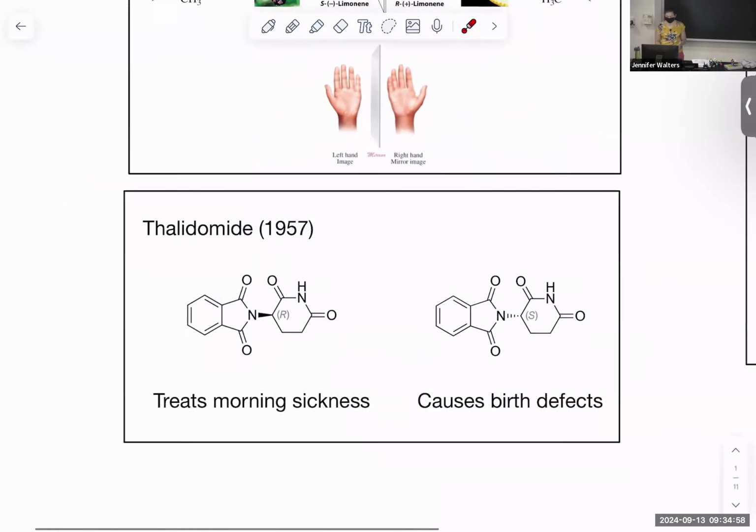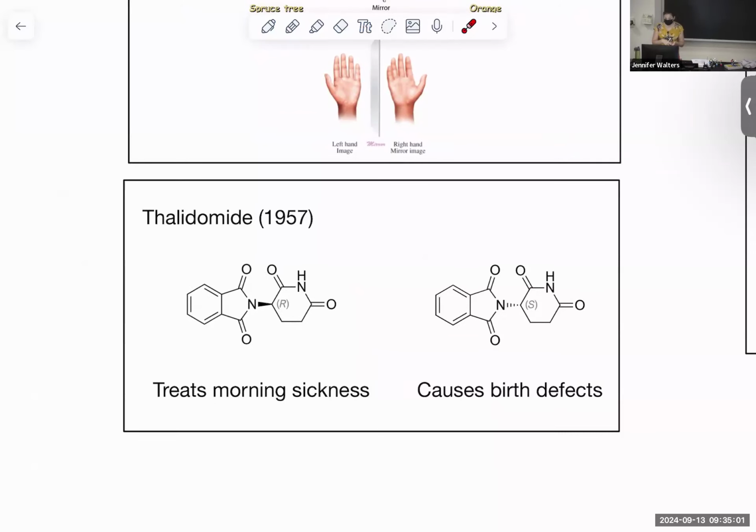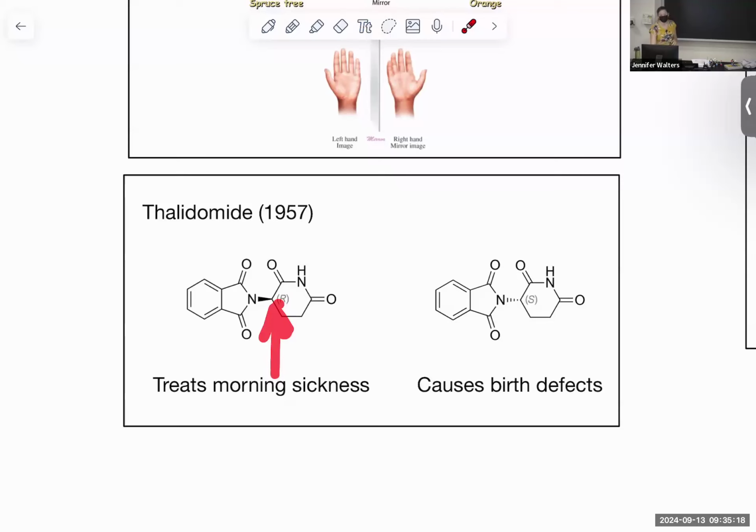There's also a very significant drug relevance. So thalidomide in 1957 was this miracle cure for pregnant women, where it was this wonderful cure of morning sickness, and it was really effective. The problem is only one of the handednesses was useful. Only having that clockwise orientation was what treated morning sickness. The problem is it was sold as a racemic mixture. It was sold as both the left and the right hand. It was sold with the counterclockwise arrangement.